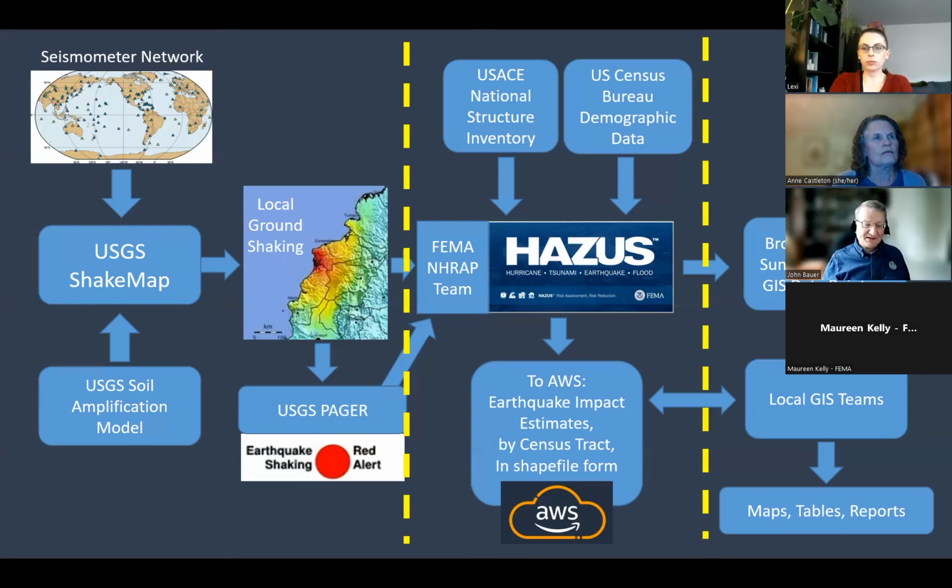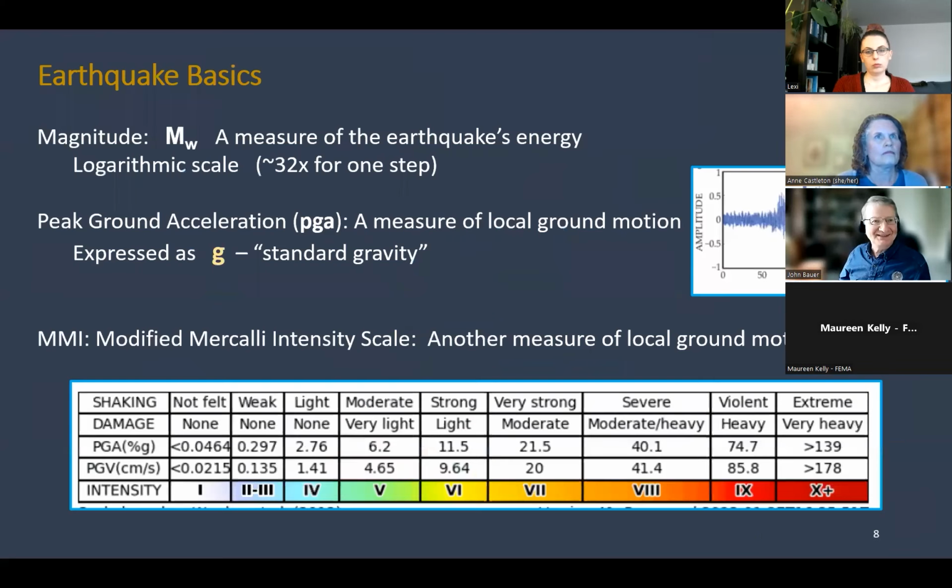Its ratings are green, yellow, orange, and red, and if it is a yellow or above alert, and it is in the United States, the FEMA NHRAP team is brought into action. And so we're going to look a little bit.